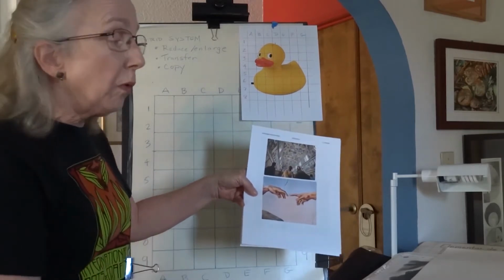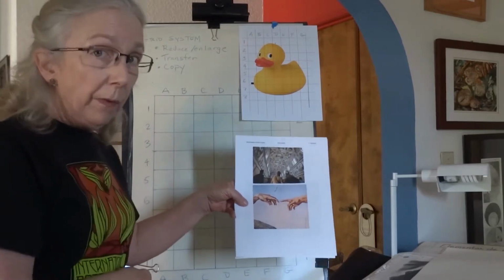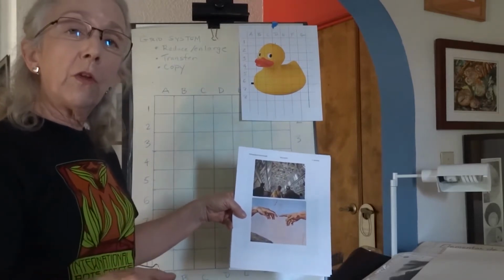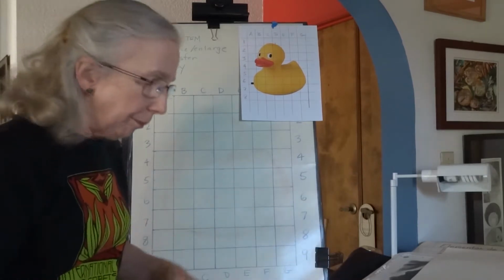Now what he did was he drew things out on paper, much smaller than they were on the ceiling, and then he had to transfer those images up onto the ceiling. He used a grid system. So let me show you how that works.